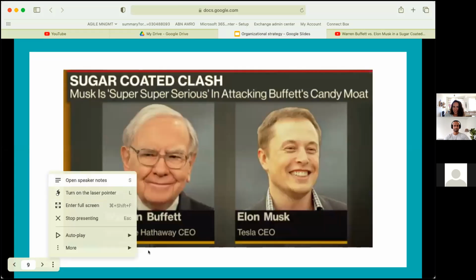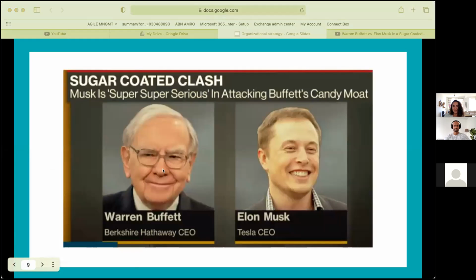It's a bit strange conversation, I guess, because you see, Elon Musk pretends that he can even establish a candy company, and whatever moat Warren Buffett puts, it's not important.